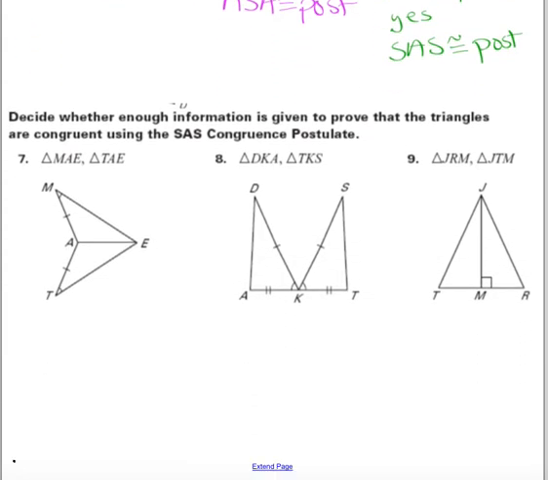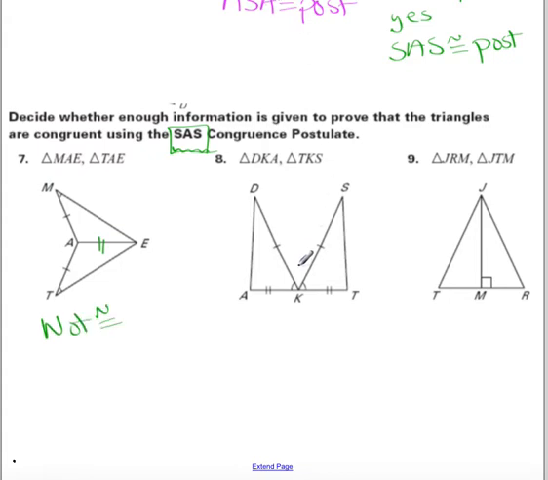We have a few more here. Decide whether enough information is given to prove that the triangles are congruent using the side angle side congruence postulate. So in this particular set, you must be using side angle side for your reason. And if not, you would say that they're not congruent. Right here, they're touching triangles. They share the side in the middle. But the angle is not between those sides. So it is not the side angle side, it looks more like angle side side, which is not one of our reasons for proving triangles congruent. So these are not congruent.